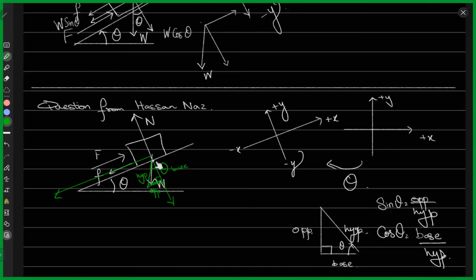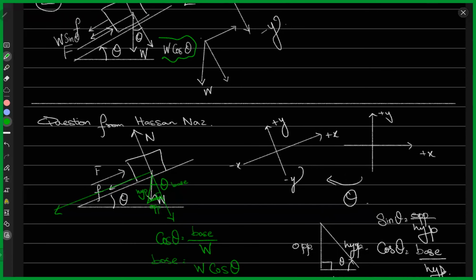Now what would be this line? It's base, right? And what do I have? The other one is, I know this one, which is W, which is weight. So I know hypotenuse, I know angle theta, I need base. What relates base and hypotenuse? Cos theta. So I use cos theta is equal to base divided by hypotenuse, but that's W. So base becomes W cos theta, which means that this component, which I wrote as this thing, is W cos theta. Is that clear now? Yes, sir.